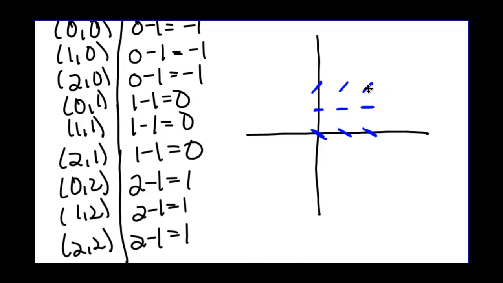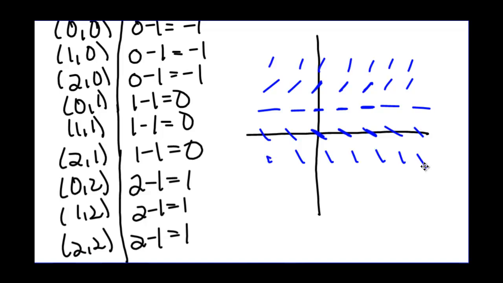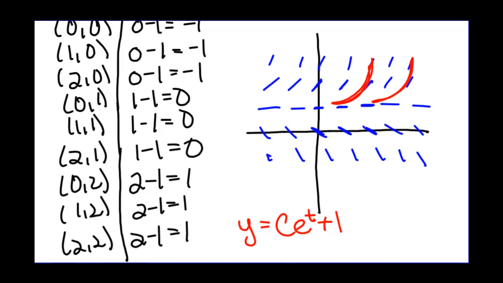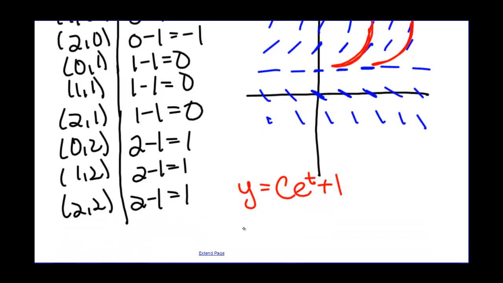So if we continue with our direction field, we would eventually find that our direction field looks like this. And so here we can get an idea of what our curves look like. And we will find that the general solution is y equals c e to the t plus 1. And we can verify this.